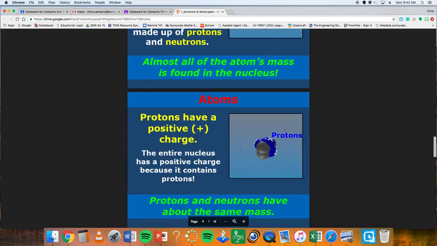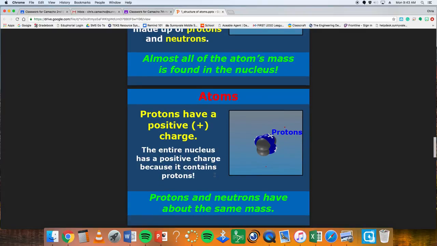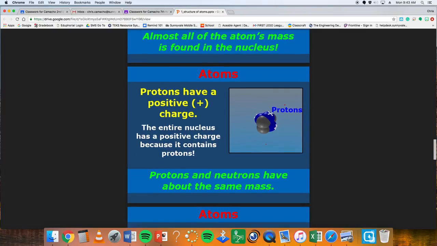Protons have a positive charge. Protons are positive. The entire nucleus has a positive charge because it contains the protons. And protons and neutrons have about the same mass, which is 1 AMU. So 1 proton would be 1 AMU. 2 protons would be 2 AMU. If your nucleus has 4 protons and 3 neutrons, 3 plus 4, the mass of your atom would be 7 AMU.